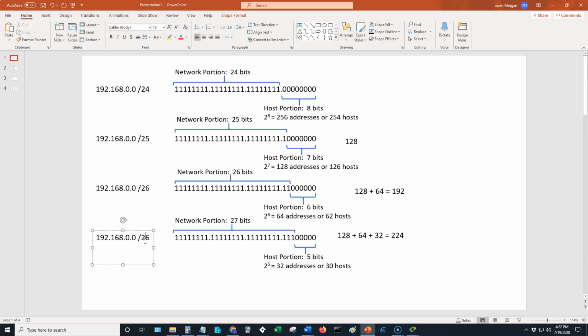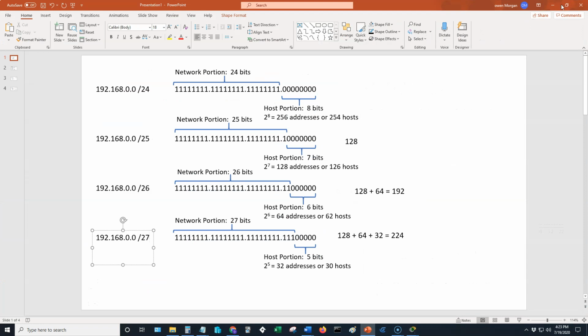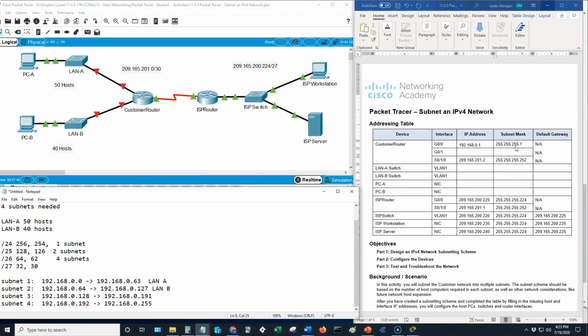Let's see, what did I do here? This is /27. I wrote that down wrong. So 224 would be for a /27 address. And if we come back here, we're using a /24. So what we really want is the 192. We'll go ahead and put that as our subnet mask: 255.255.255.192. Now let's do the IP address of the other interface for LAN B.